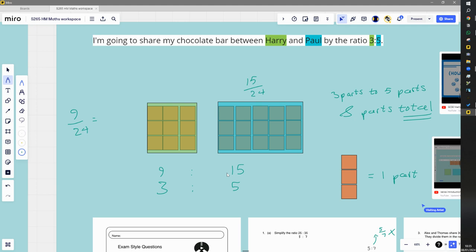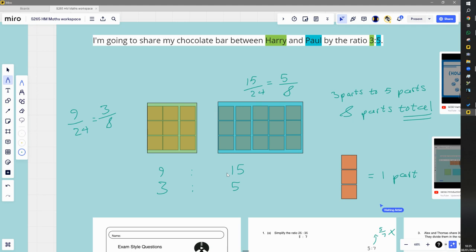Now we can simplify that, because 9 and 24 both divide by 3. So if I do 3 at the top, then 24 divided by 3 is 8, isn't it? Yeah. And we can do the same here. We can divide both by 3. So it's going to be 5 at the top, and then 8 at the bottom.